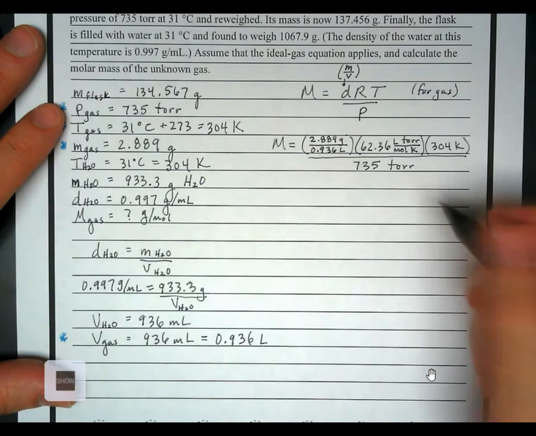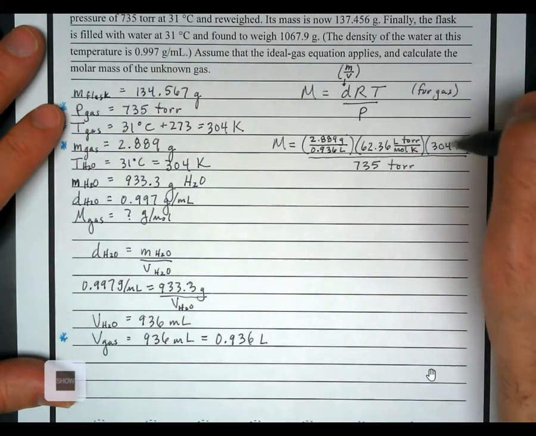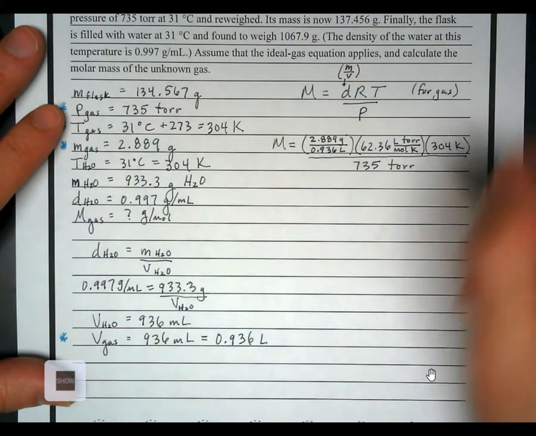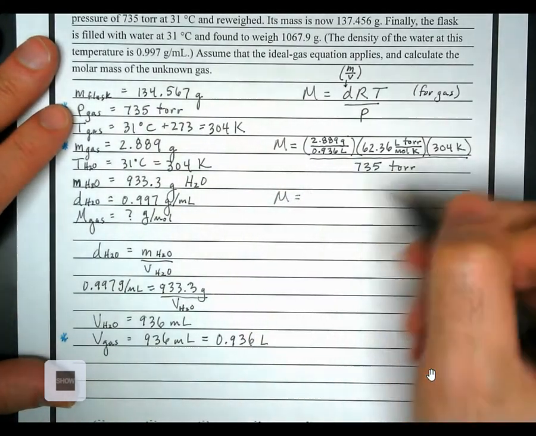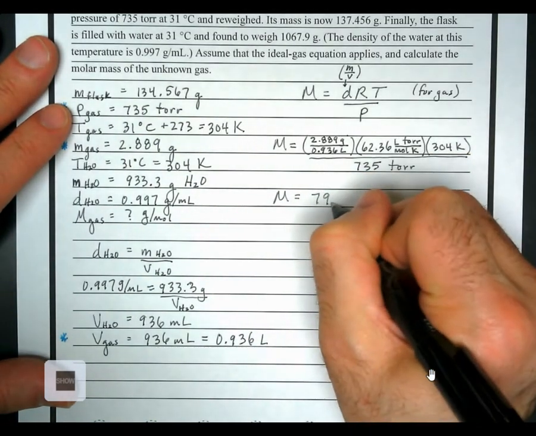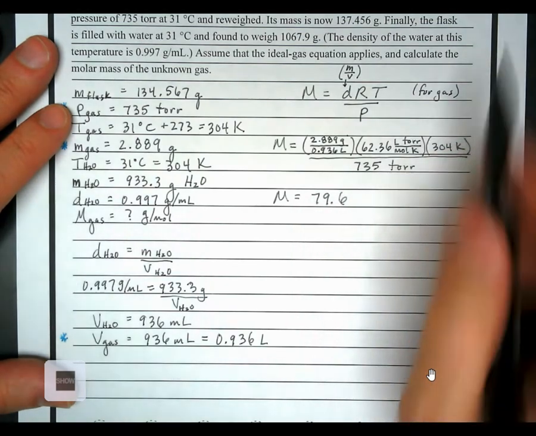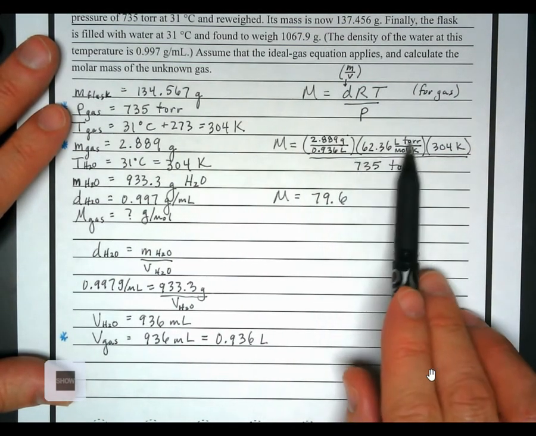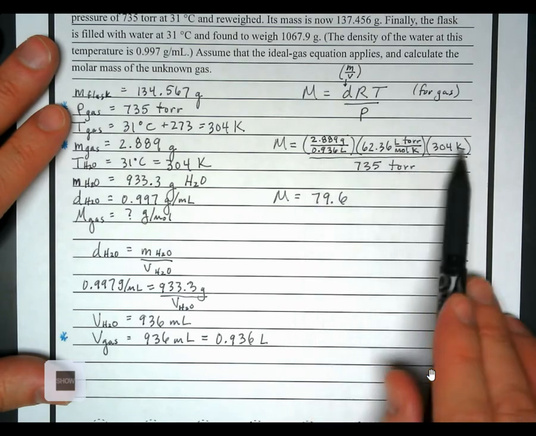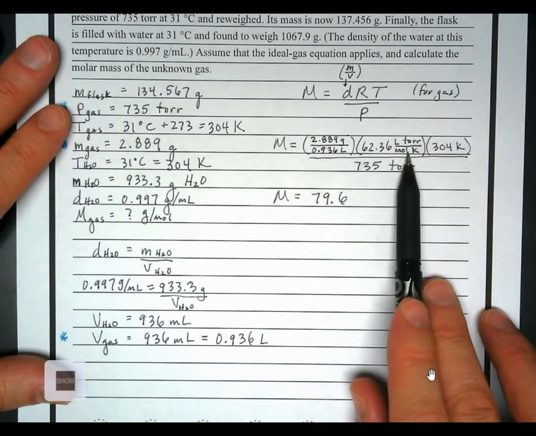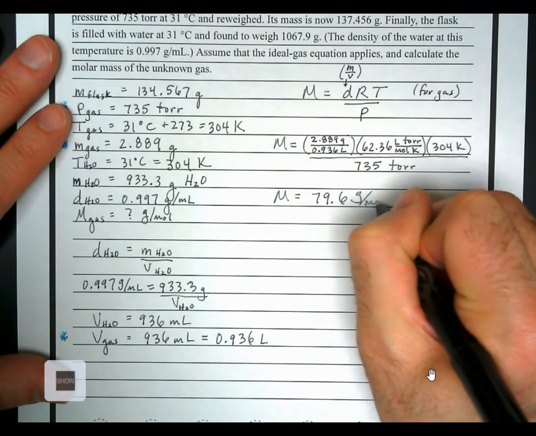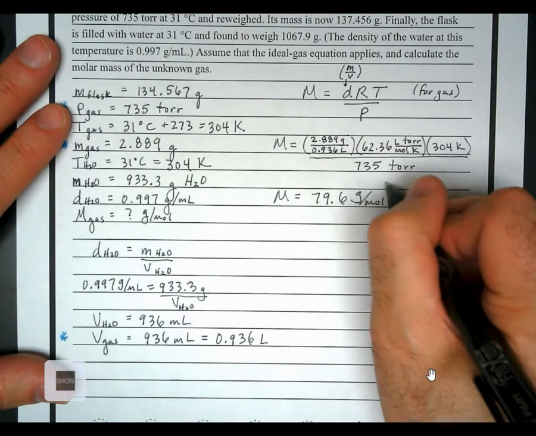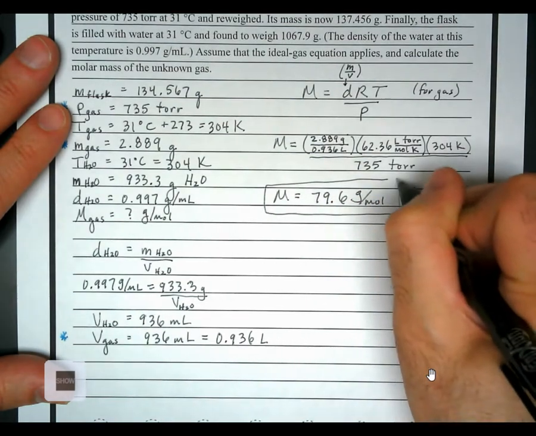Now this is a math problem. You divide this divided by that, times that, then divided by that, and we end up with a molar mass of 79.6. And the label we're left with, if we look at the stuff that cancels, liters cancels, torrs cancel, K's cancel, we're left with grams over moles, which is our molar mass label. So it worked out perfectly. There we go.